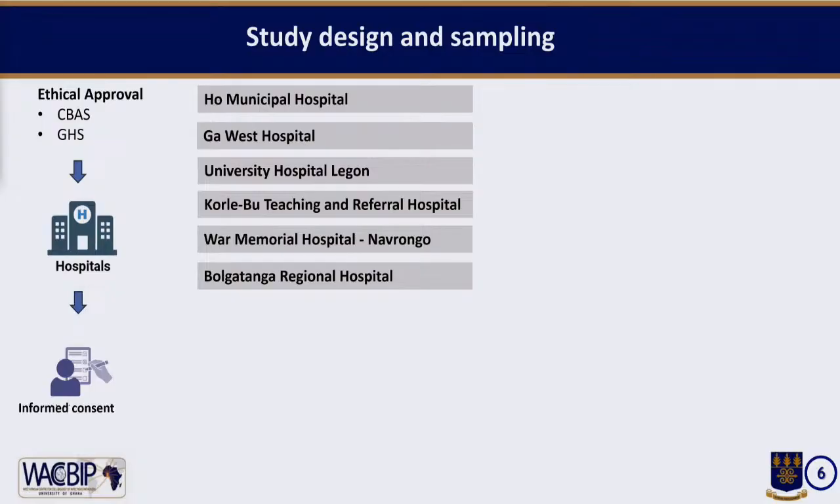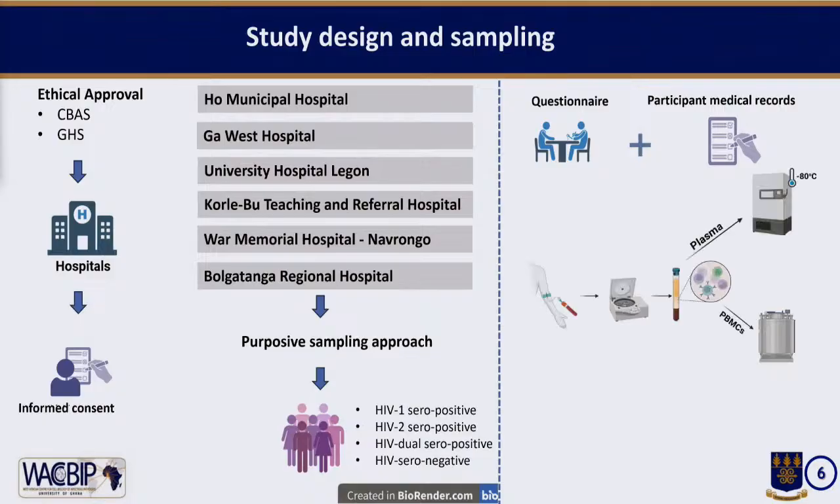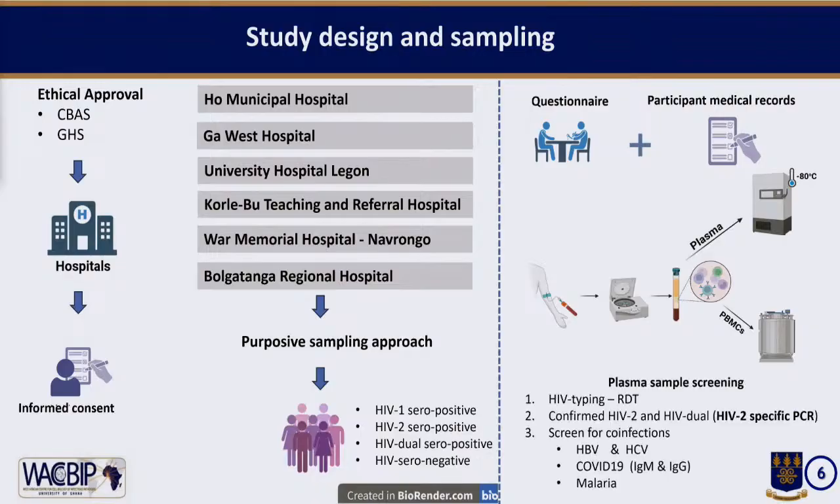So what we did, we collected samples from 6 hospitals in Ghana, and we used a purposive sampling approach where our target population was HIV type 1, HIV type 2, and HIV dual infected individuals. During our sample collection, we administered a questionnaire as well as retrieved some data from patient records. We went on to collect blood samples from these participants, and in the lab, we screened for various co-infections as well as confirmed the HIV typing.